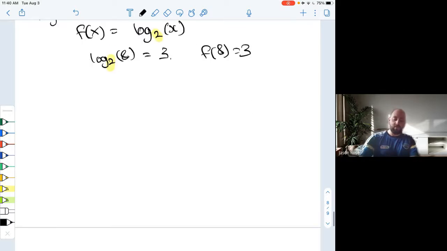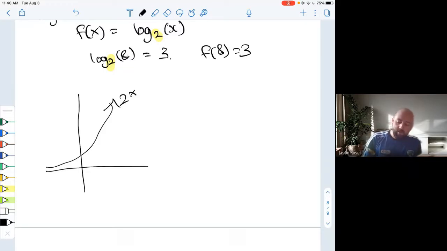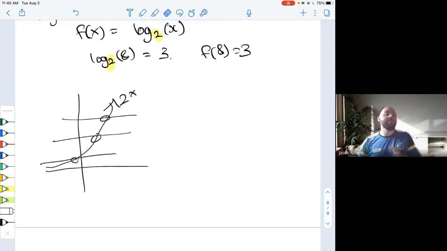Going back to exponential functions for a second, let's say we have 2 to the x like this. If I'm looking at this and thinking, okay, that appears to pass the horizontal line test, anywhere I draw a horizontal line, it cuts it only once. I can say an inverse surely exists. So there is some function that, if 3 is sent to 8, then 8 is sent to 3.